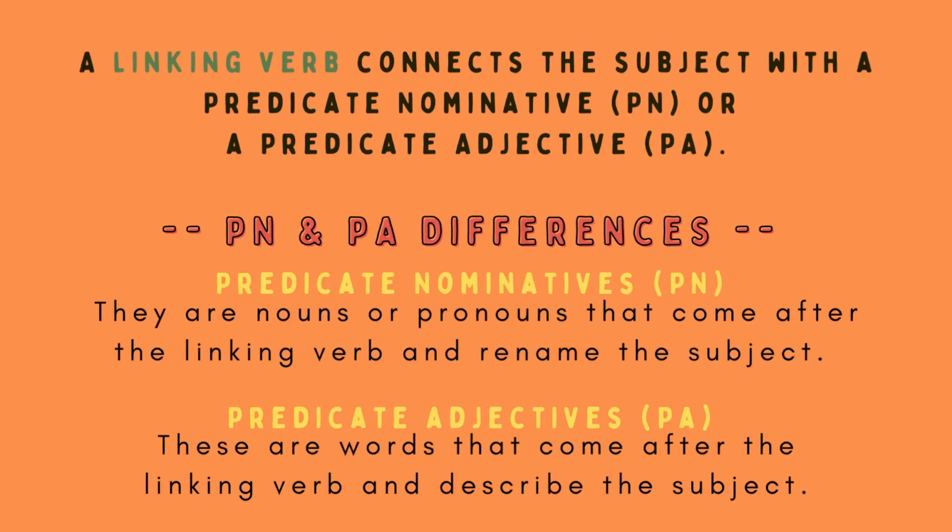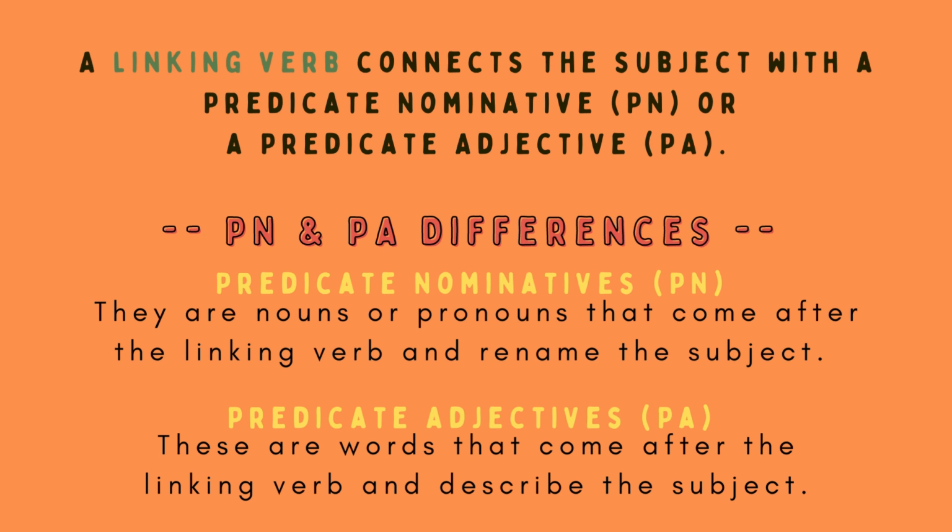This is just a little bit more helpful information about our linking verbs and our predicate nominatives and predicate adjectives. A linking verb connects the subject with a predicate nominative or a predicate adjective. So it is the connector between the two, the subject and either the predicate nominative or the predicate adjective. Now the differences between our predicate nominative and our predicate adjective are: a predicate nominative, they are nouns or pronouns that come after the linking verb and they rename the subject. The key difference there, they rename the subject.